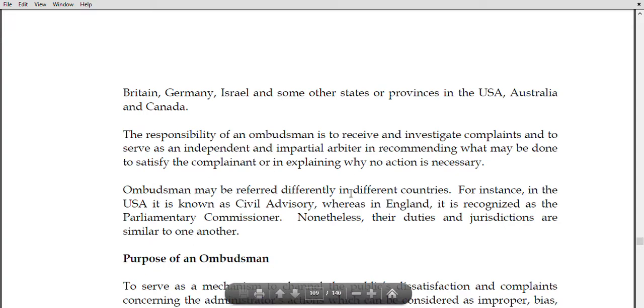An ombudsman may be referred to differently in different countries. Even in Malaysia, we do not call it ombudsman. We call it the Public Complaints Bureau. For instance, in the USA, it is known as civil advisory. In England, it is recognized as the parliamentary commissioner, and nonetheless, the duties and jurisdictions are similar to one another.